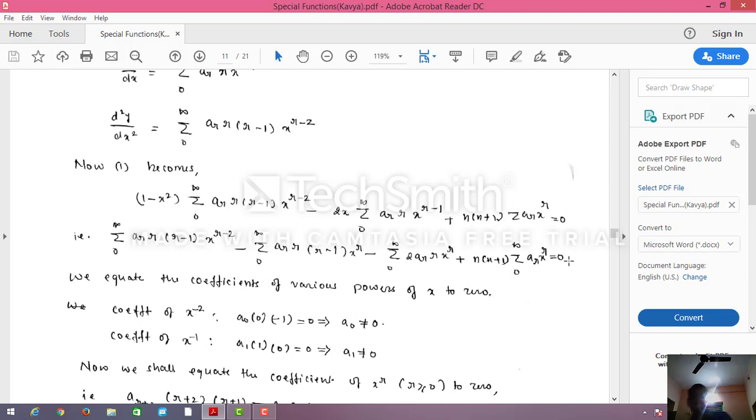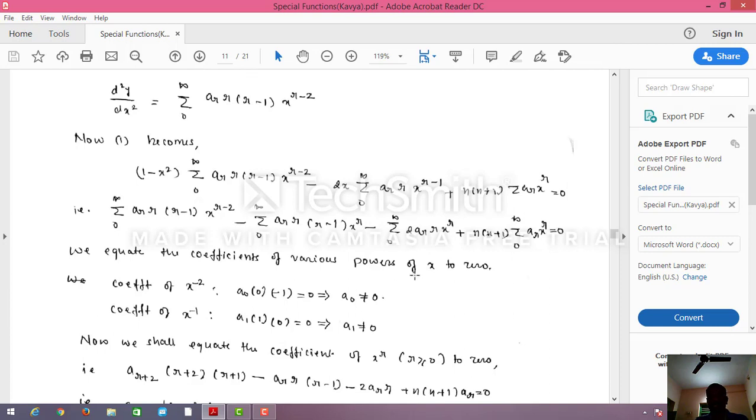Now, first we equate the smallest terms to 0. Usually in the power series method, we take two arbitrary constants not equal to 0. That is, the coefficients of the smallest powers, x power minus 2 and x power minus 1. So if you equate these, you will get a0 is not equal to 0 and a1 is not equal to 0. Two arbitrary constants are not equal to 0 in the power series method.